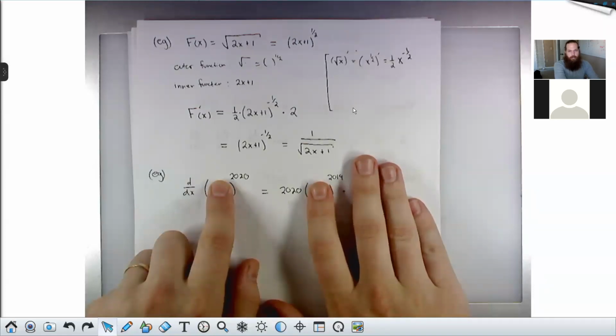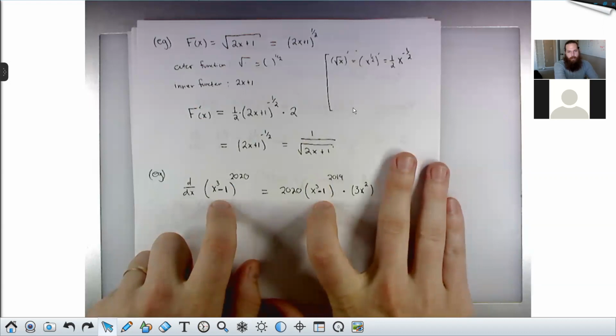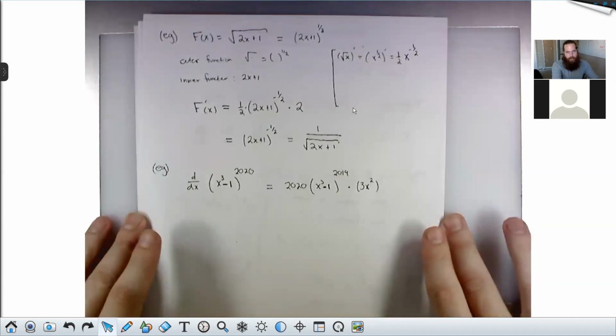So I get 2020 times some stuff raised to the 2019. That stuff is x cubed minus 1. And so according to the chain rule, I have to multiply by its derivative. All right, sorry. So for the sake of the recording, that catches us back up.